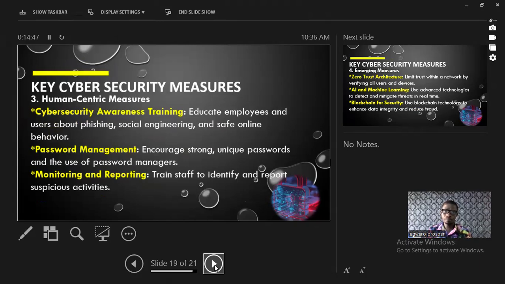Have we discussed this? Human-centric measure. We have. Please check your notes. We have, right? And I said you have to find a way as an expert to continue to provide security education, right?